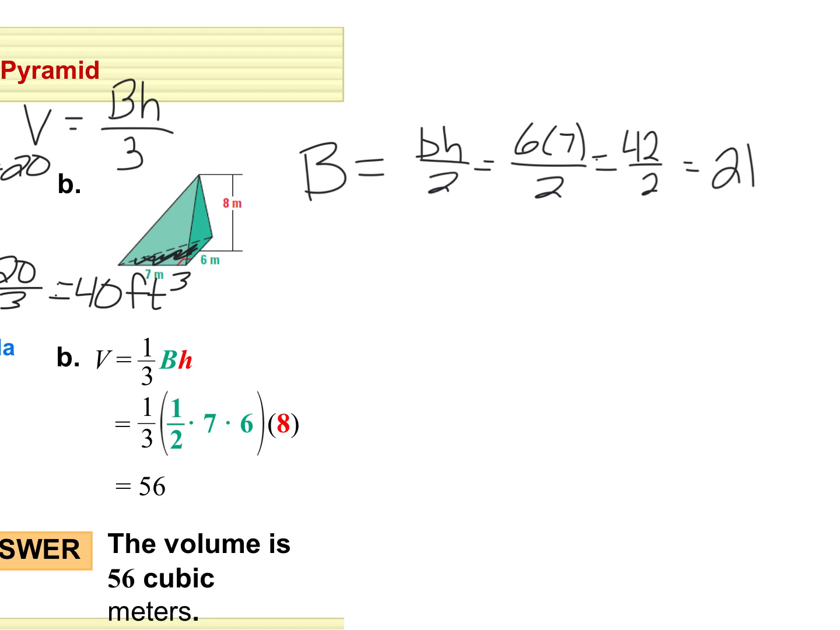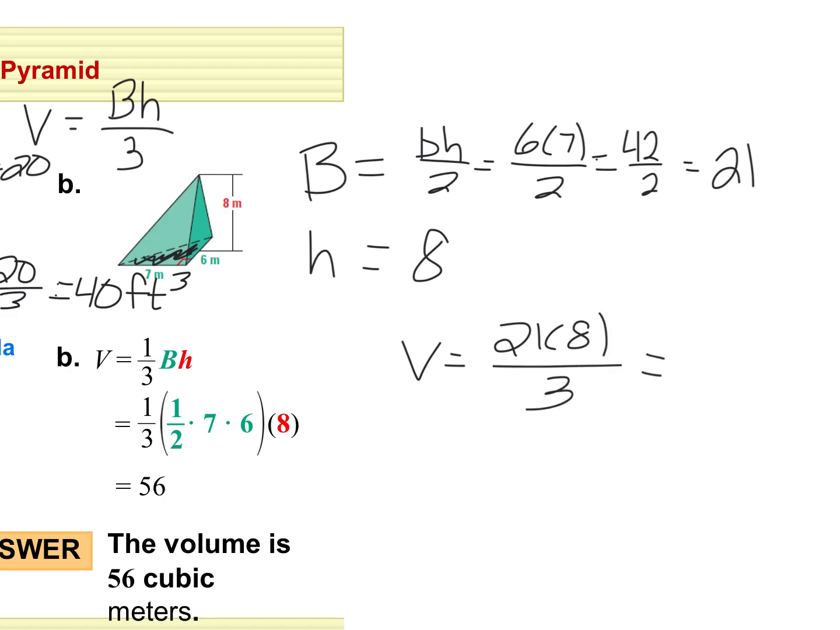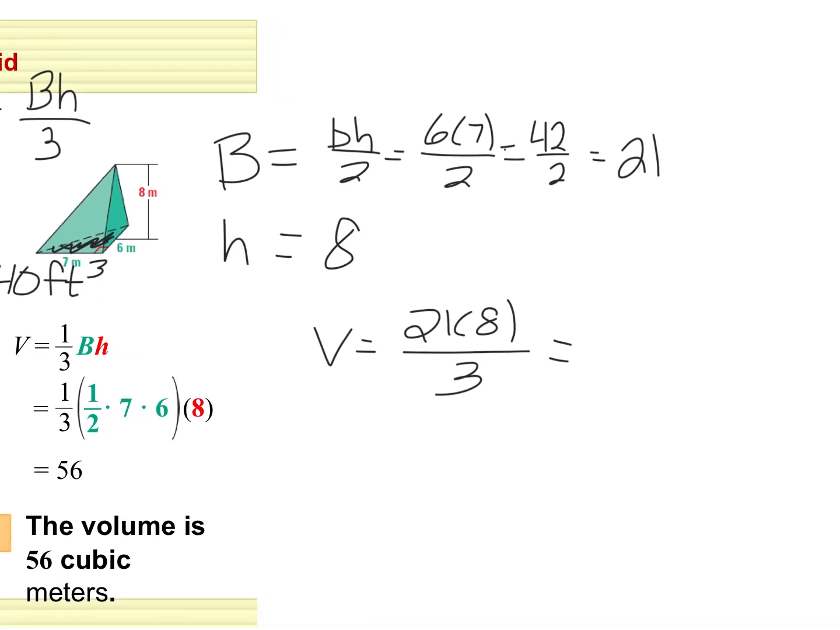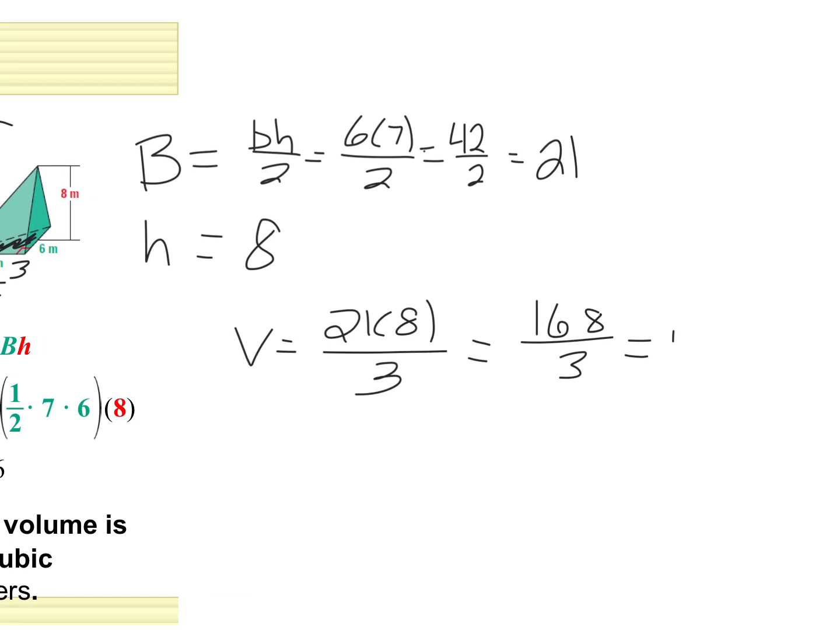21. Okay, now I need to find the height. How do I find the height? Go back to the picture. Yep, it's 8. So now plug it all in. We have 21 times 8 divided by 3. What's 21 times 8? 168 divided by 3, which is 56 meters cubed. Yep, good.